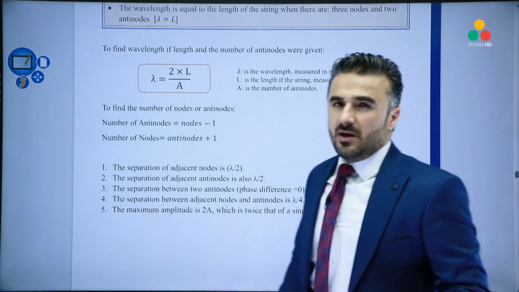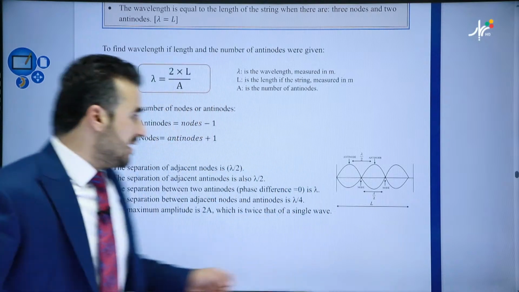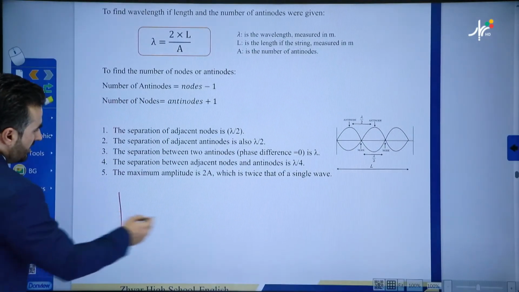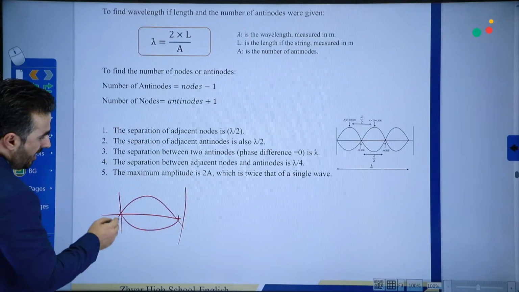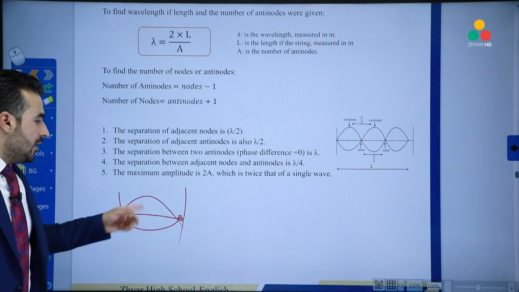Now, sometimes maybe the number of nodes and antinodes are not given, so how can you tell? Remember this, or all the waves that we had previously. Let's say one of the simplest waves that we have, we said we have this, yeah? So as you can see here, this is 1 node and this is 1 node, so 2 nodes and 1 antinode.